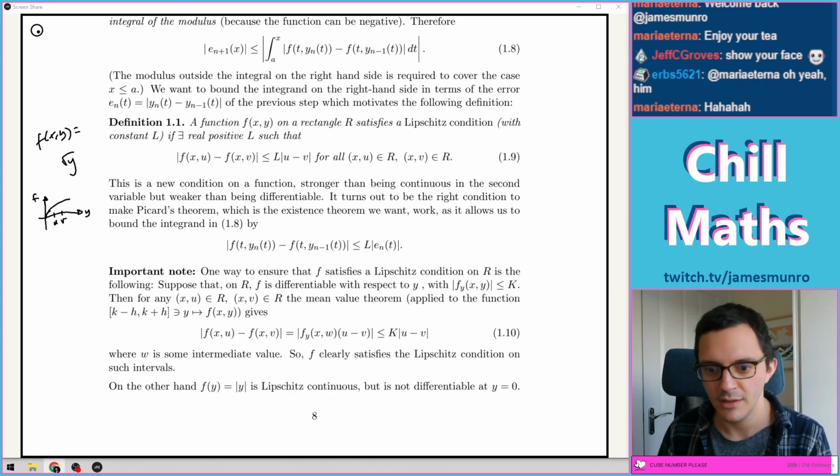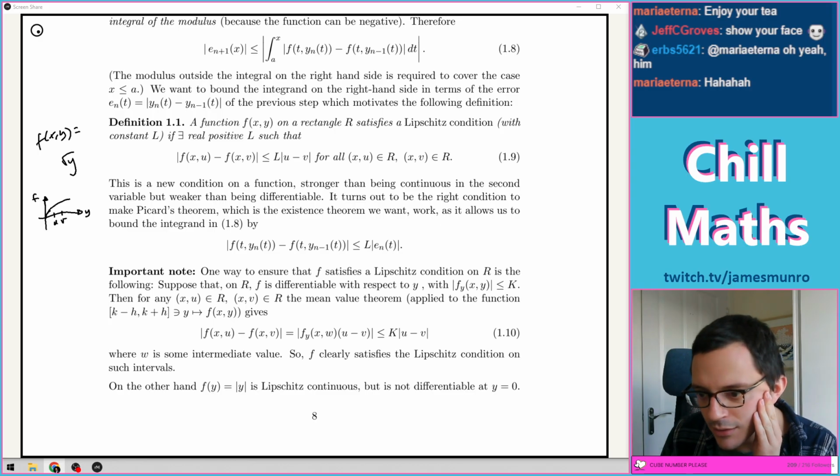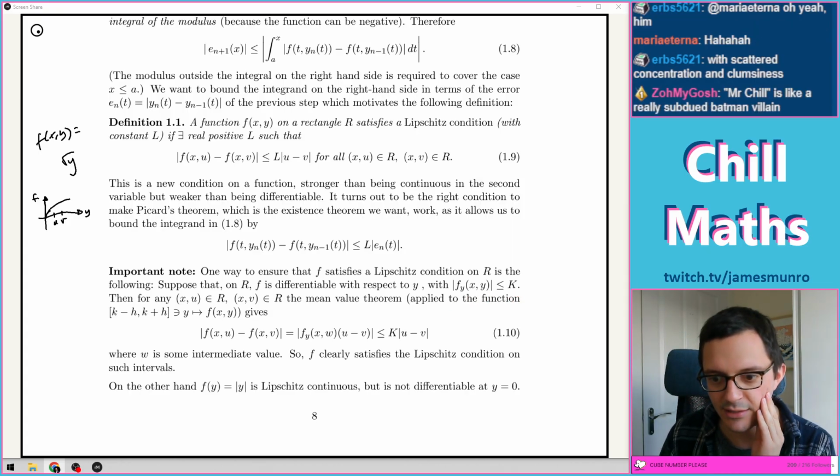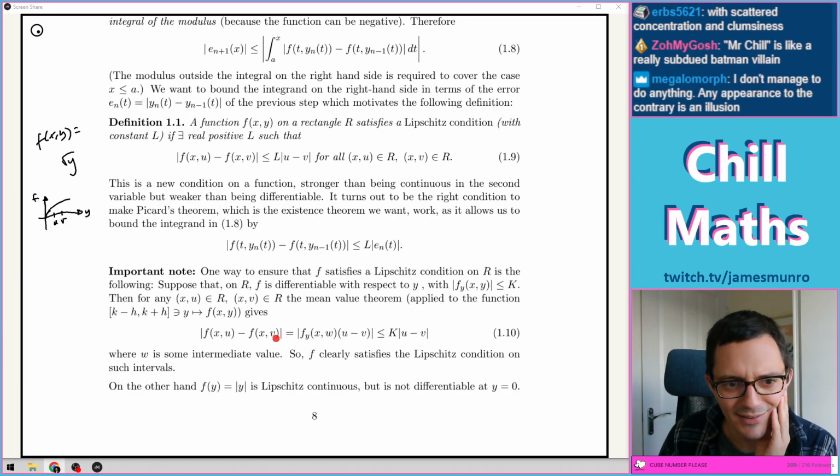Yes. So this is going to be a note to tell us that if it's differentiable, then that's kind of good enough, right? If you take the y derivative, if that's less than or equal to some k, then you're good because the mean value theorem is in there. Yeah.